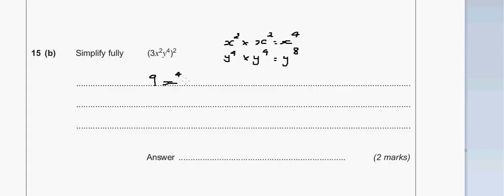I've made a meal out of this really just to show you why things are as they are, but you can cut corners quite easily. 2 times 2 gives me 4, 2 times 4 gives me 8. So I get 9 x to the power of 4 y to the power of 8. And we've done it. That's all we need to do. Nothing more, nothing less. Okay, so we'll move on to question 16.